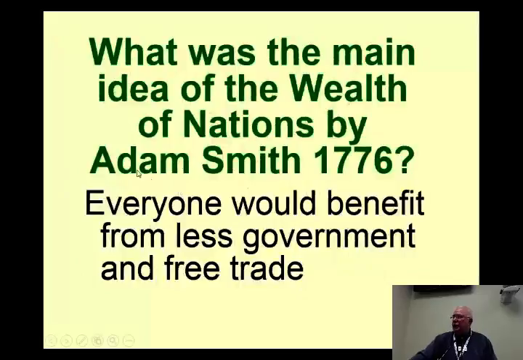See, what was the main idea of The Wealth of Nations by Adam Smith? Everyone would benefit from less government and free trade. See, the point here is that in a free market system, you don't need any central authority; it's a system that can operate all by itself. Now, that's not to say that we don't need government, because there are lots of reasons why any society, even one with a very free market, needs government.